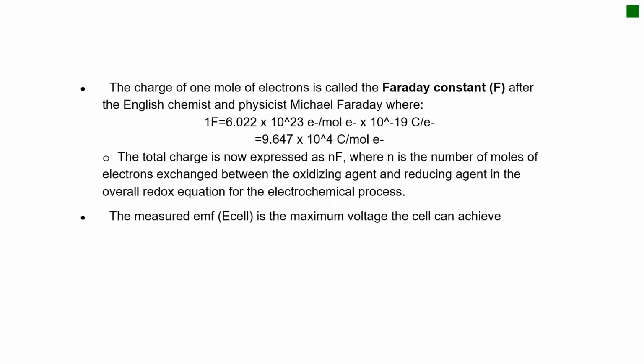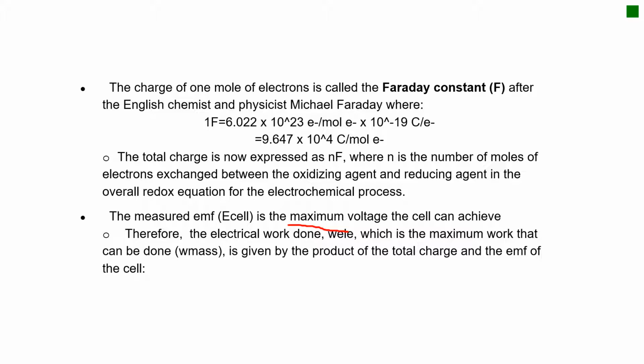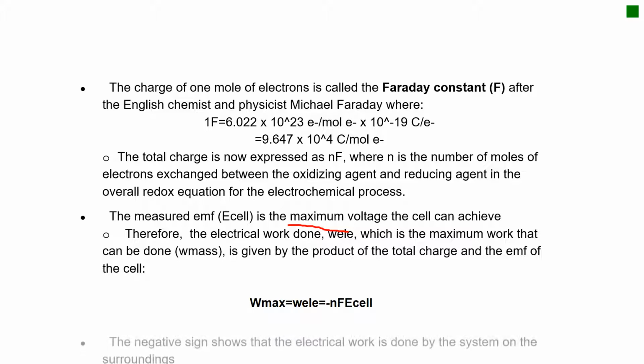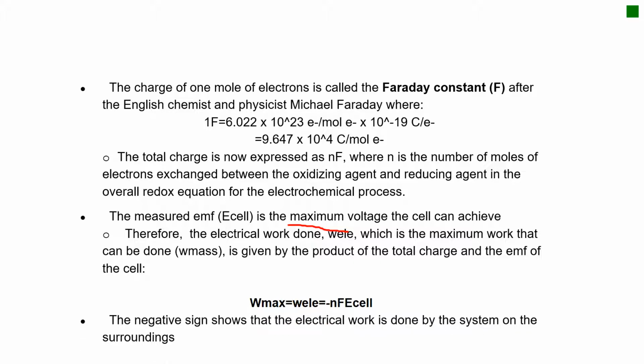So the measured EMF, the E cell, is the maximum voltage that the cell can achieve. Therefore, the electric work that is done, the maximum work that can be done, is given by the product of the total charge and the EMF of the cell. So here we have the equation where the maximum work, W electric, is equal to negative nFE of the cell. This negative sign shows that the electrical work is done by the system on the surroundings.